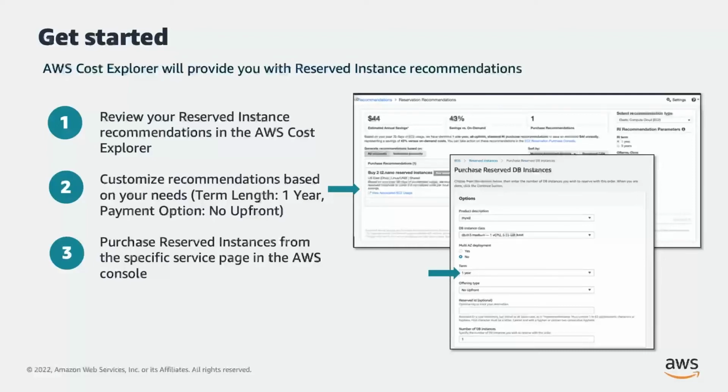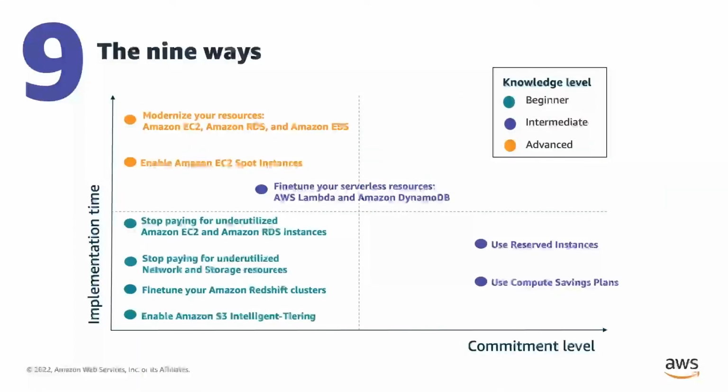So here's a mapping that shows how you can balance the implementation of these 9 types of optimization based on commitment levels, implementation time, and knowledge level. Our recommendation is to very cautiously start with the ones you can implement the fastest in order to reduce your AWS bill. In particular, those that you can see on the lower half of the matrix, just those 6 at the bottom.